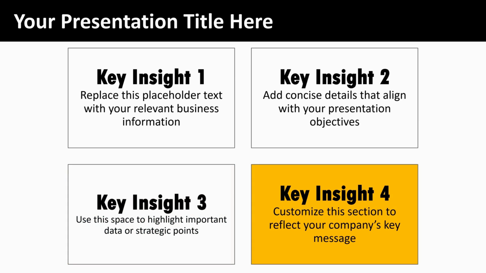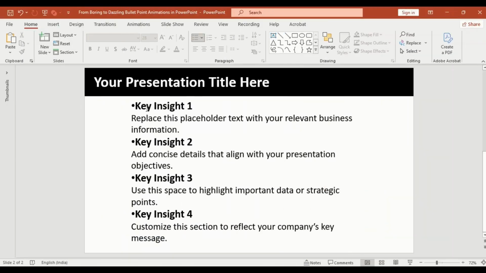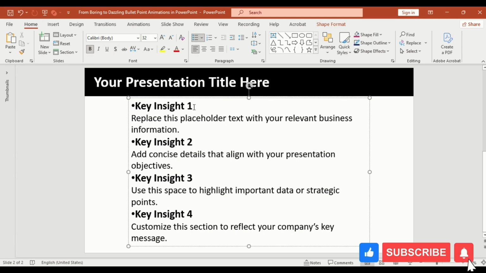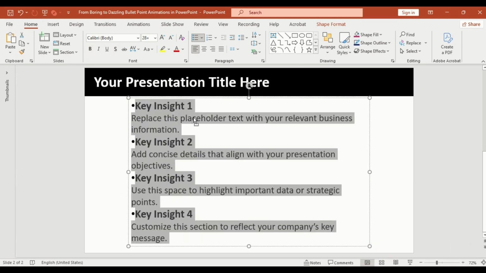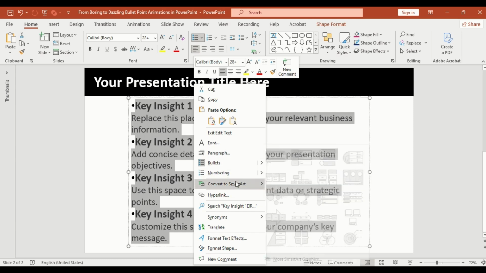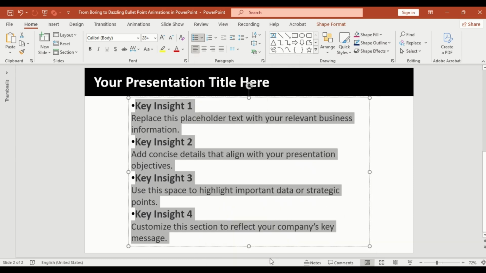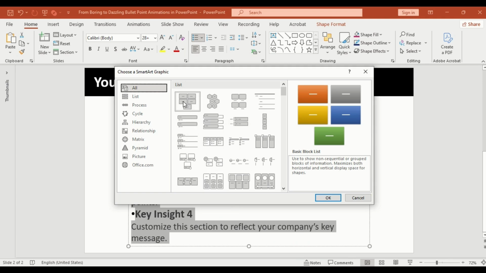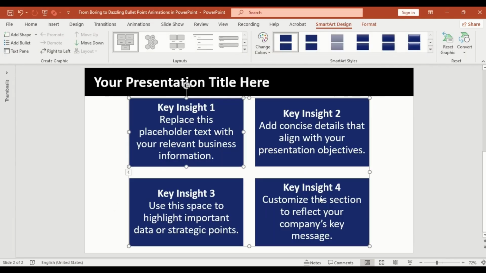Let's start the video. Start with your plain list of bullet points on a blank slide. Select the entire list, right click and choose Convert to SmartArt from the gallery and pick the first basic layout. Just like that, your dull text instantly turns into a well-structured graphic.